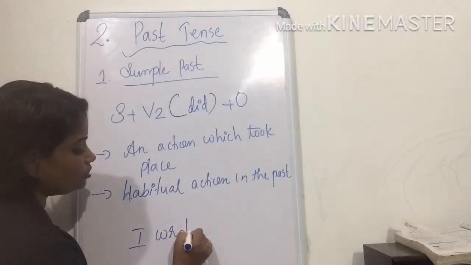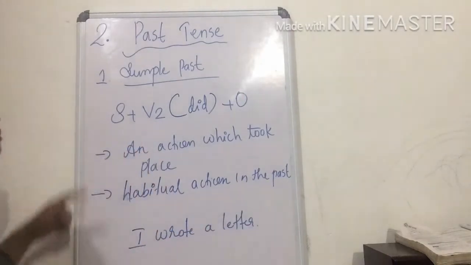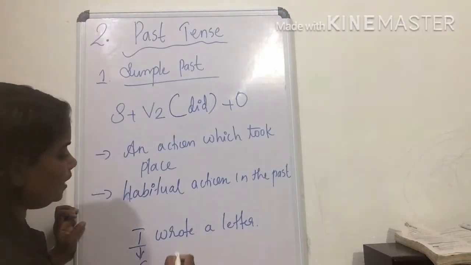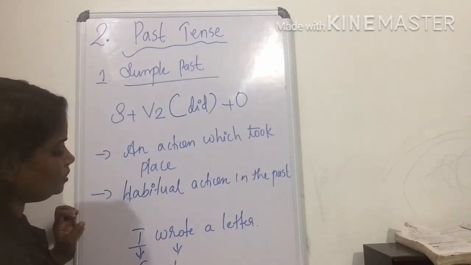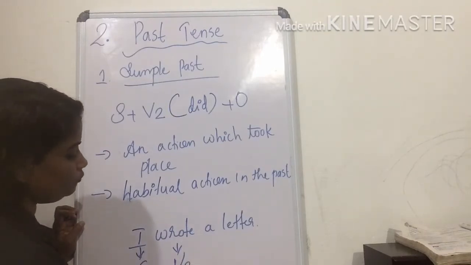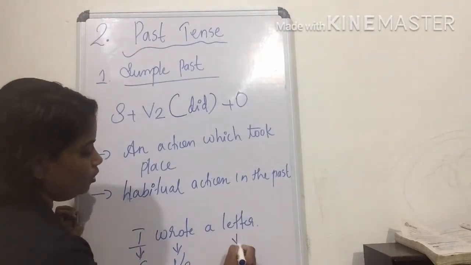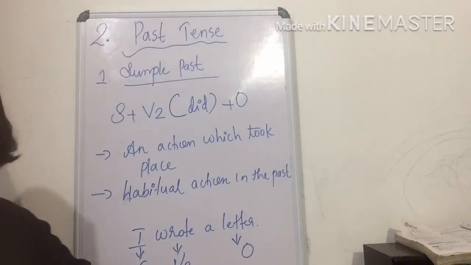I wrote a letter. Look at the structure. I'll tell you the keyword. I is the subject. Wrote is the verb, the verb second form. Then a letter, that is the object. Yes, did form and object.